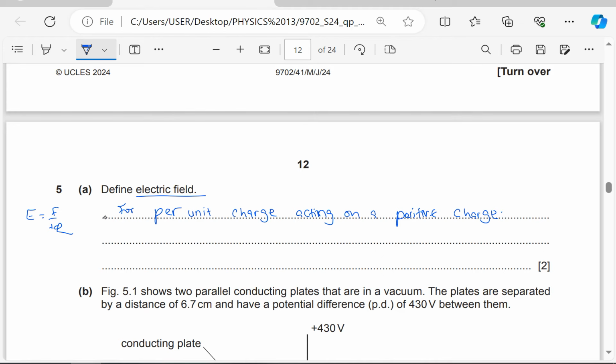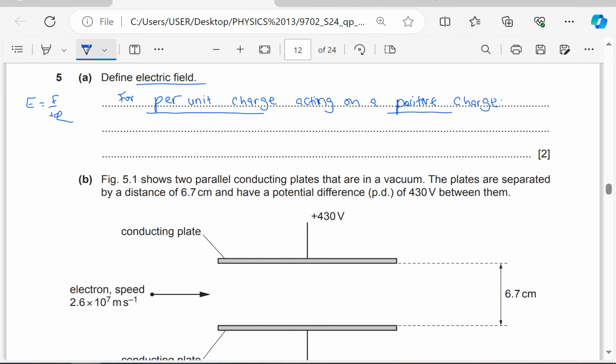It will still give you a mark, but you must mention a positive charge and you must mention force per unit charge or force acting on a unit charge. So that is going to be the electric field, a region of space where a force is experienced by a unit positive charge or force acts on a unit positive charge. So that is the electric field.